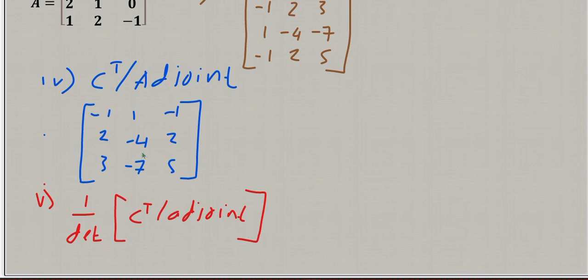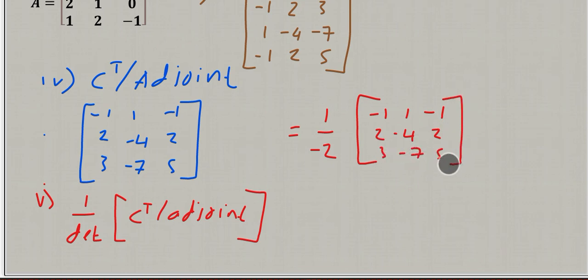So we already had our determinant, remember? So it's as simple as now multiplying. Remember, our determinant was negative 2. So now 1 over the determinant is 1 over negative 2. So you're going to have here 1 over negative 2 multiplied by our CT, and our CT is negative 1, 1, negative 1, then 2, negative 4, 2, 3, negative 7, 5. So now you can multiply that.